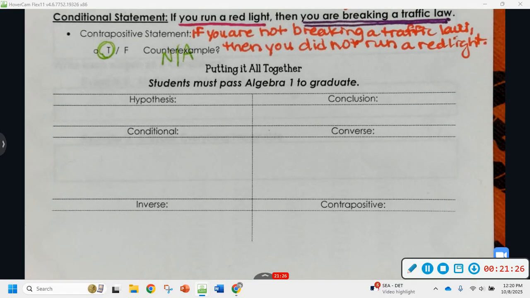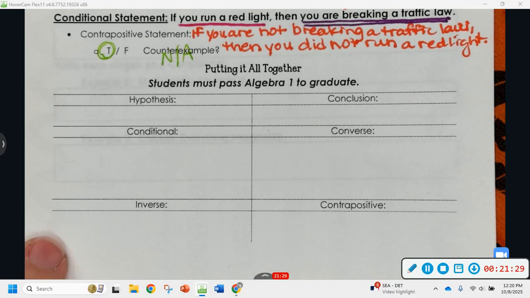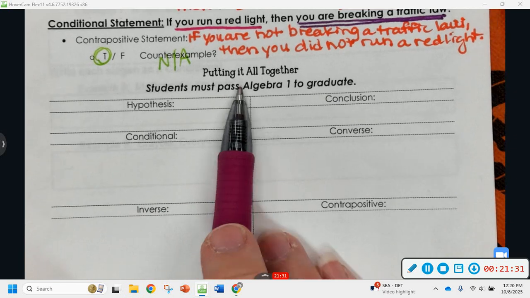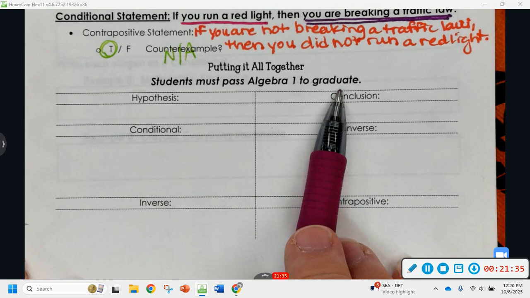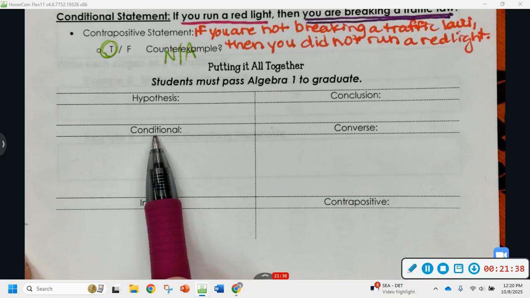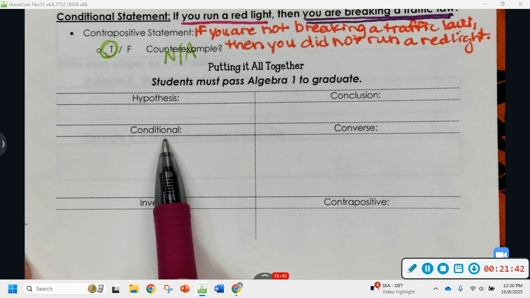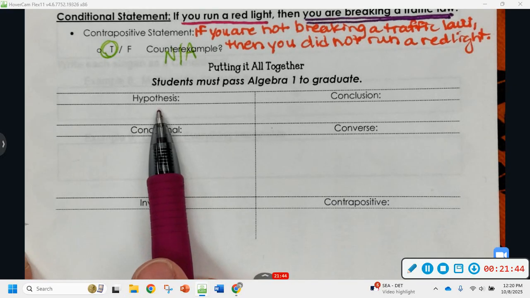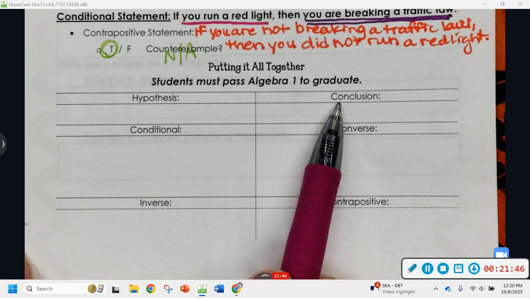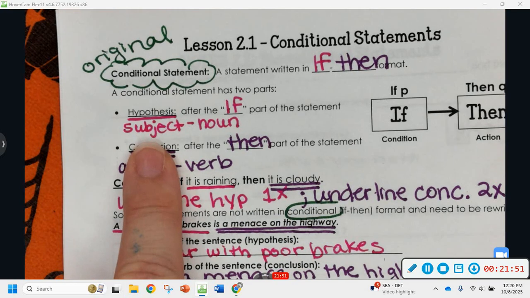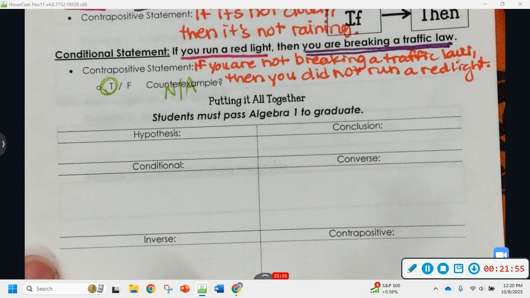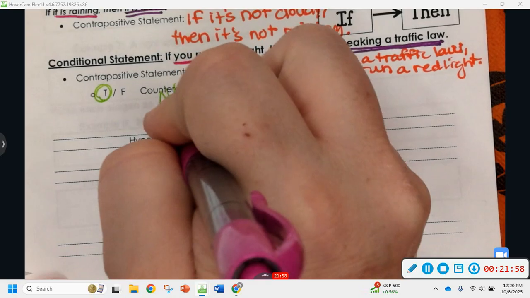All right, now let's go back to the very end where I kind of skipped ahead. It says students must pass Algebra 1 to graduate. So this is not written as a conditional, so I have to come up with a conditional. In order to come up with the conditional, we have to figure out what is my hypothesis and what is my conclusion. So what is the subject matter? What are we talking about? Our noun, we're talking about students.